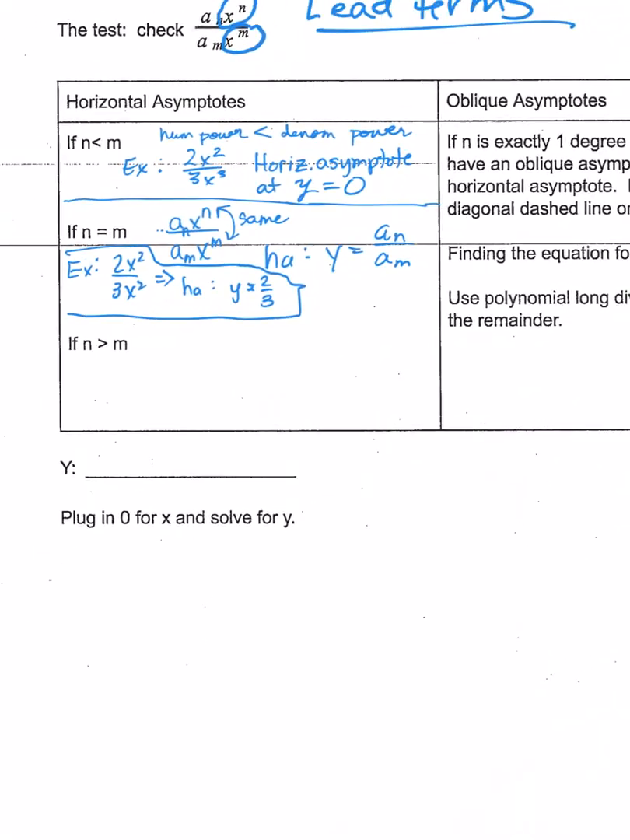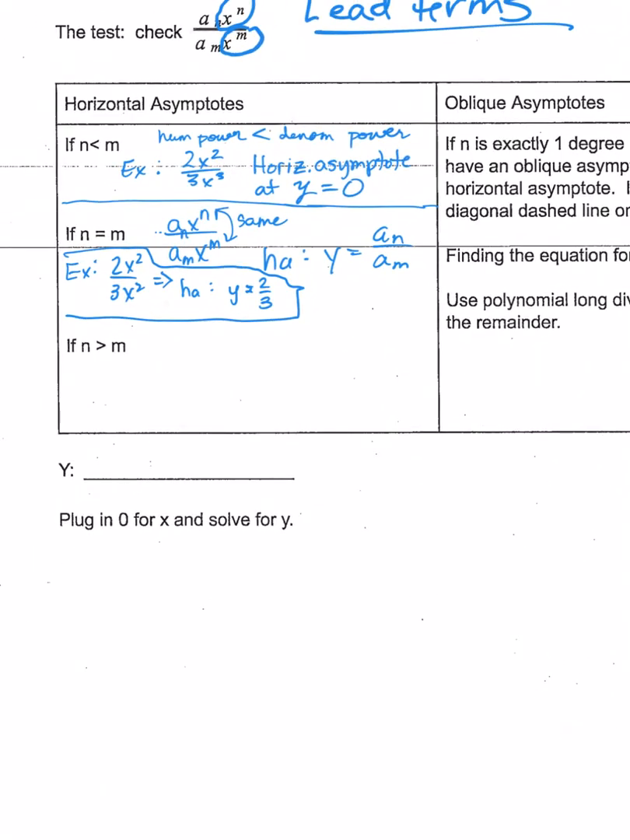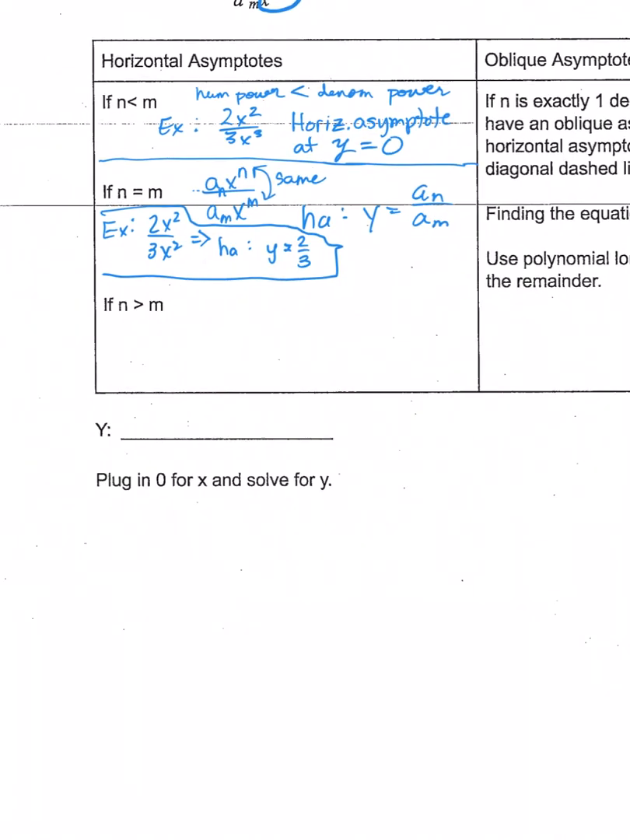Is anybody confused? Now, here's the big ugly. This is the one nobody likes. What happens if the top exponent is bigger than the bottom exponent? This means we do not have a horizontal asymptote. We have an oblique asymptote. We have a slant asymptote. Okay?